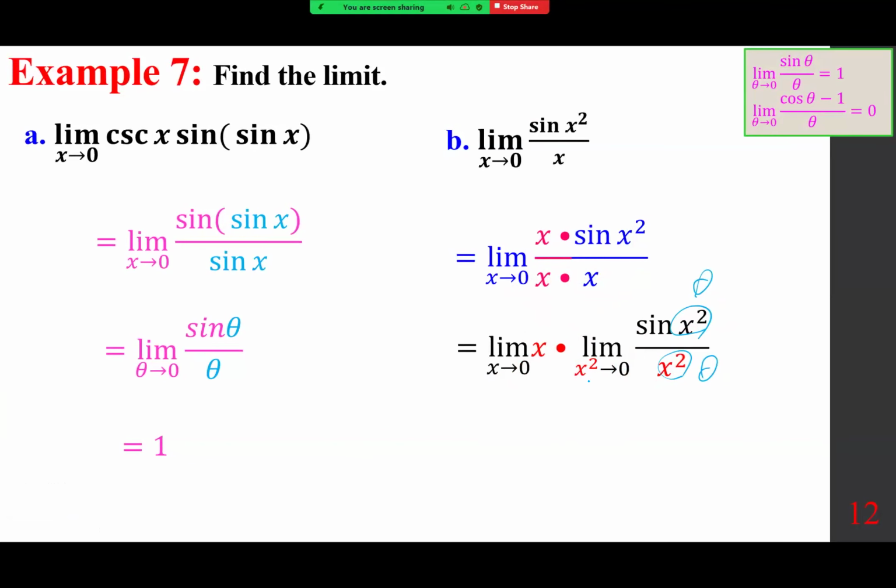And remember, x squared or theta, they go to 0. And so what is the answer? We know x is approaching 0, so this is 0. We know this is 1. The product of 0 and 1 is 0. Or, as I said, you can use L'Hopital's rule at this point.